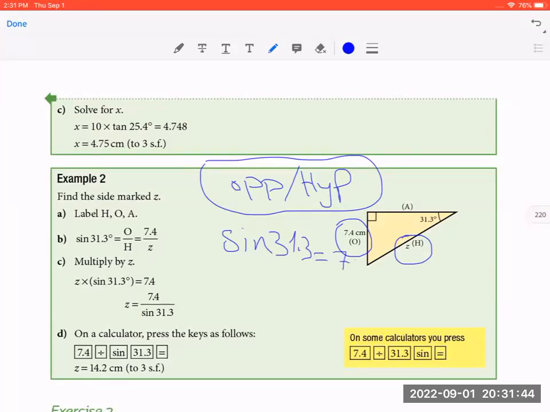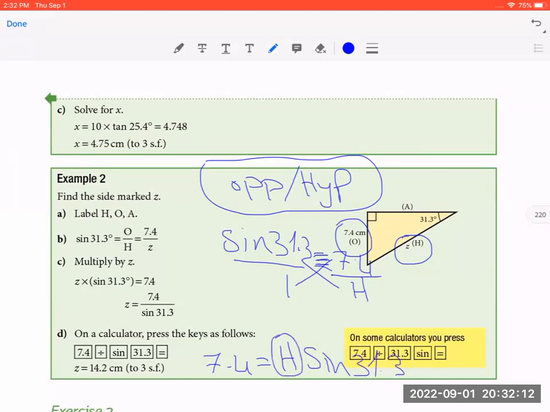7.4, and H is the hypotenuse. How could I solve this one? 7.4 equals... cross multiply. So 7.4 is equal to H sine 31.3. How could you get the H?